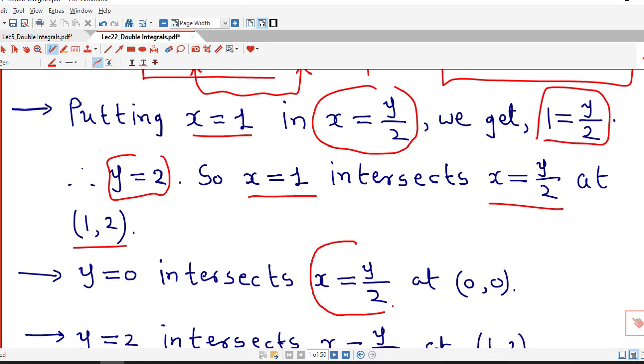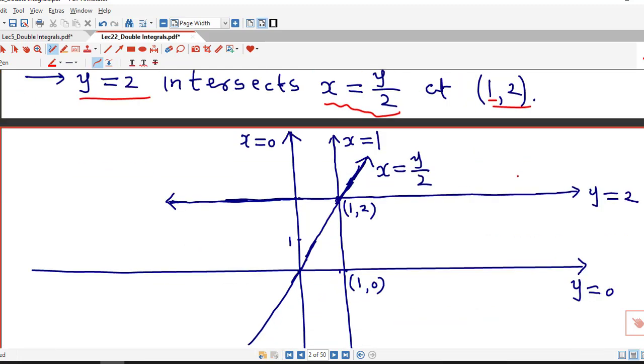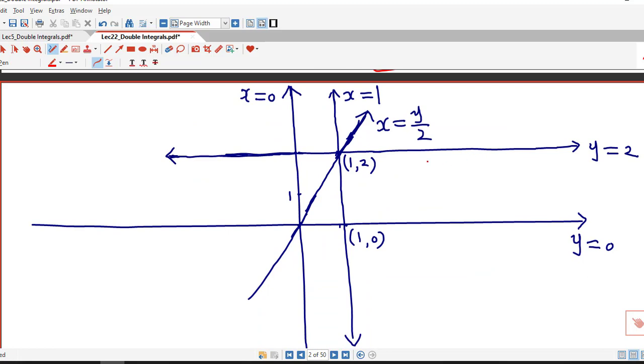Similarly, if we put y equal to 0 here, x will be 0. So y equal to 0 intersects x equal to y by 2 at the origin. And similarly, if we put y equal to 2 here, x is 2 by 2, that is 1. So y equal to 2 and x equal to y by 2 intersect at point (1, 2). So here we have sketched the required lines: x equal to 1, y equal to 0, y equal to 2 and x equal to y by 2.